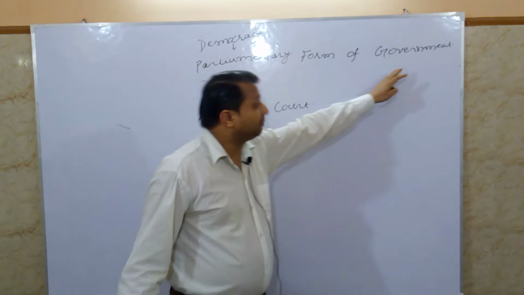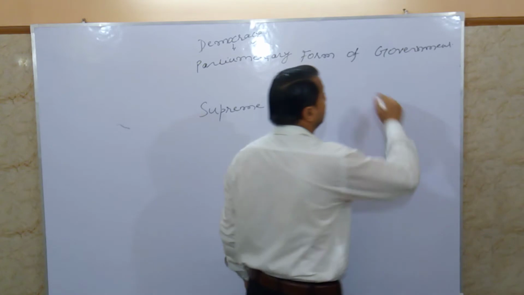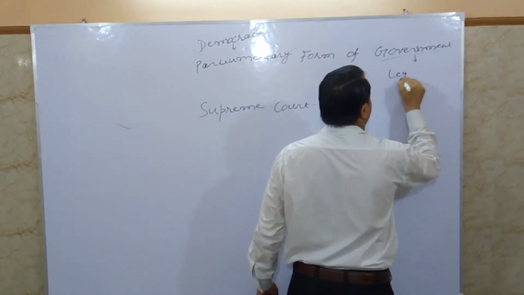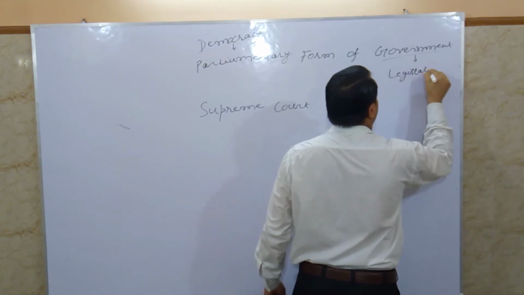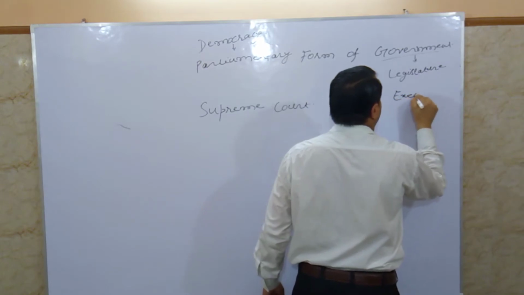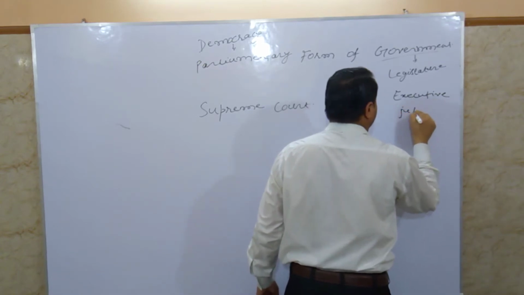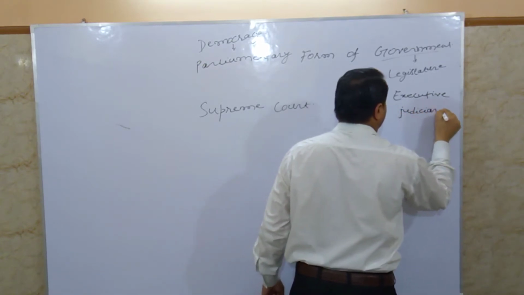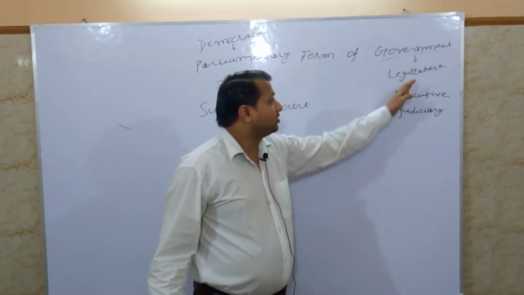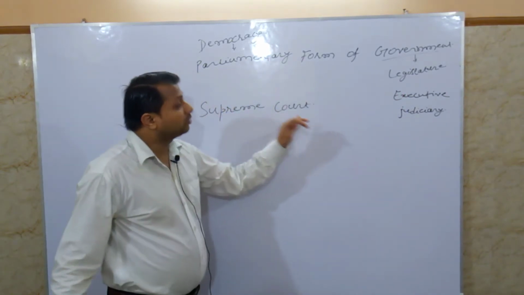So what is this government? Government consists of three things: legislature, executive, and judiciary. In the judiciary, we are going to study about the judiciary.